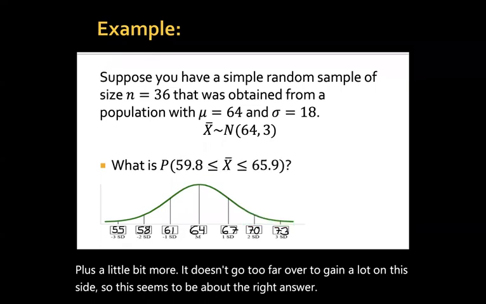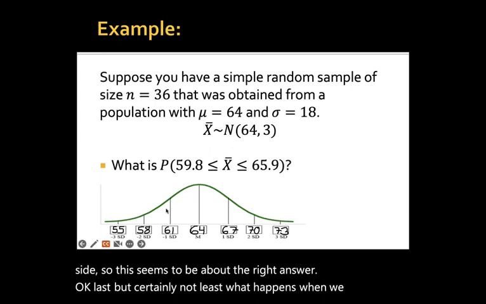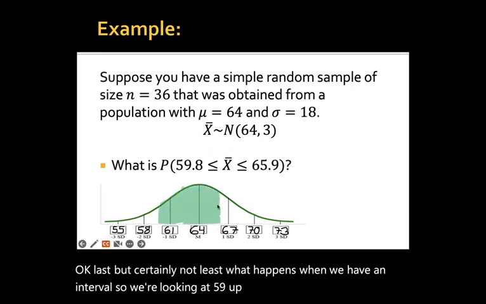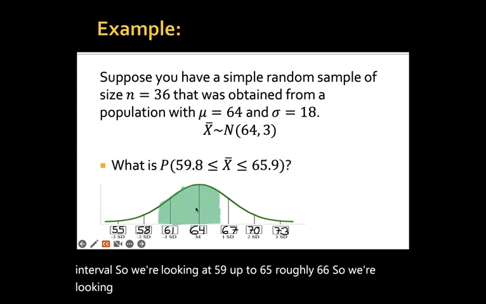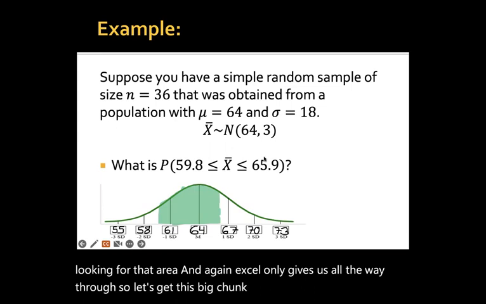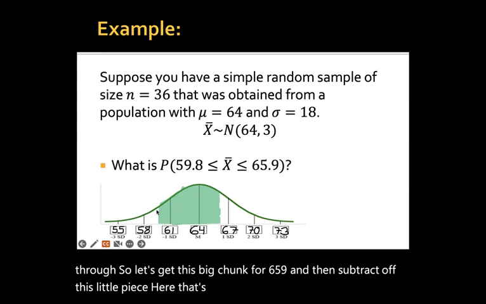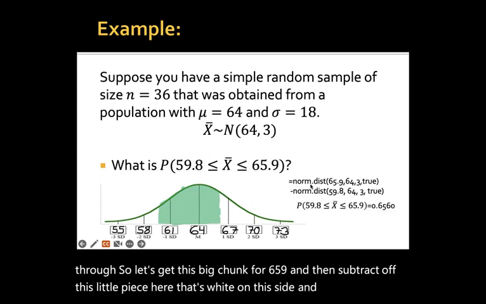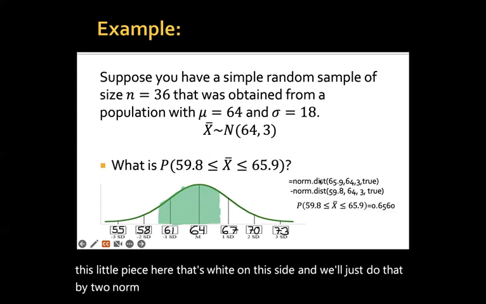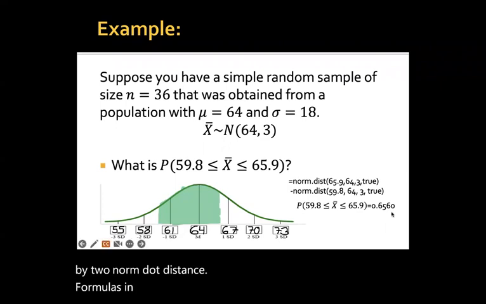Okay, last but certainly not least, what happens when we have an interval? So we're looking at 59 up to 65, roughly 66. So we're looking for that area. And again, Excel only gives us all the way through. So let's get this big chunk for 65.9 and then subtract off this little piece here that's white on the side. We'll just do that with two NORM.DIST formulas in Excel. And then you're going to get about 65.6% or so, which makes sense.